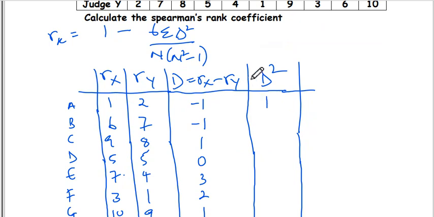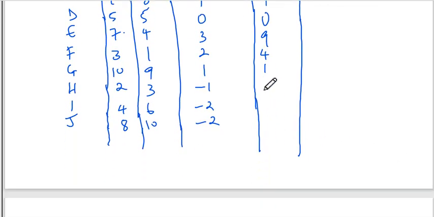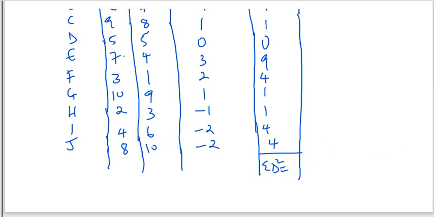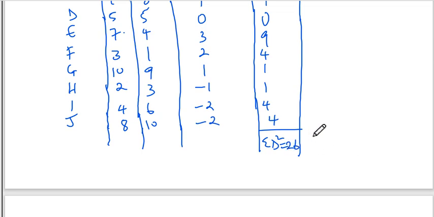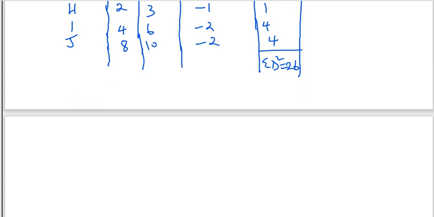Minus 1 squared is 1. We are squaring all of these. Minus 1 squared is 1, 1 squared is 1, this is 0, 3 squared is 9, 2 squared is 4, 1 squared is 1, minus 1 squared is 1, minus 2 squared is 4, minus 2 squared is 4. So sum this up. Summation d square is equal to 1 plus 1 plus 1, that's 3, plus 9 plus 4 plus 1 plus 1 plus 4 plus 4, that's 26.